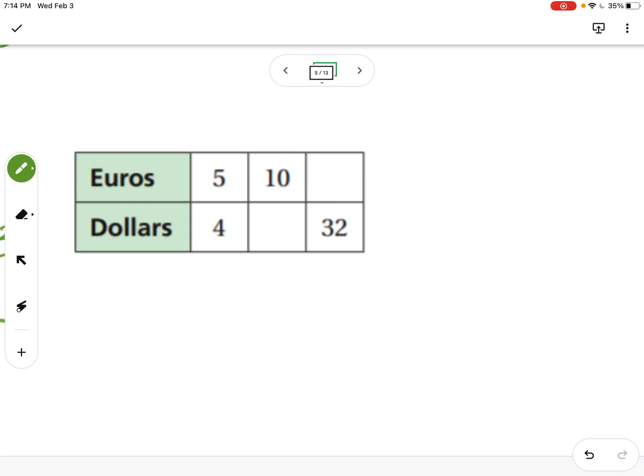So right off the bat, I can see that I have these two given values for the first and the second box, 5 and 10. And I know in order to get from 5 to 10, what do I have to do? I will have to multiply by 2. And since I know that's true on the top, since I know this is a table of equivalent ratios, I know that same pattern will be followed right below. So that means I'll have to multiply the first box times 2 to get that middle box. And of course, I know that 4 times 2 is 8.